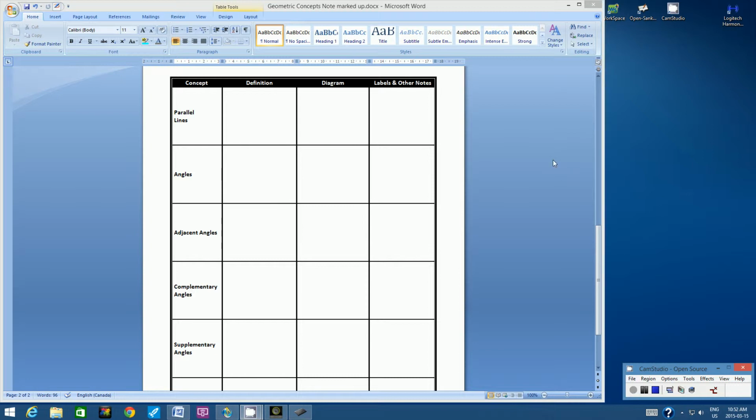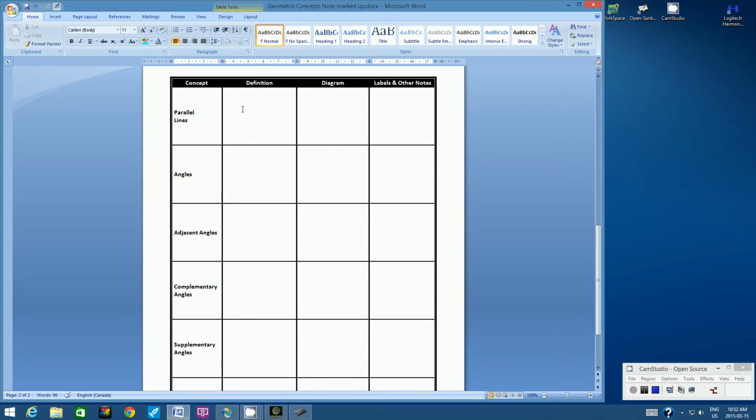So let's continue on with our vocabulary, okay? The first page was hopefully a review, and as we go on to the second page, we get more into grade 7 geometric concepts. Alright, so let's start with parallel lines.